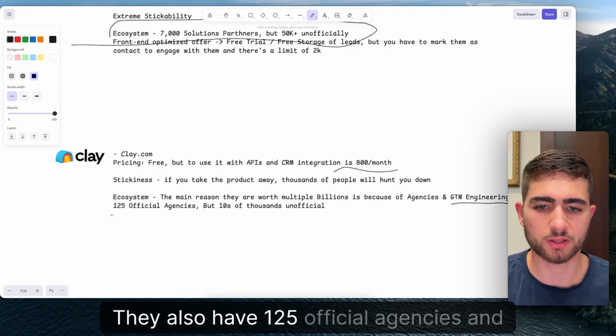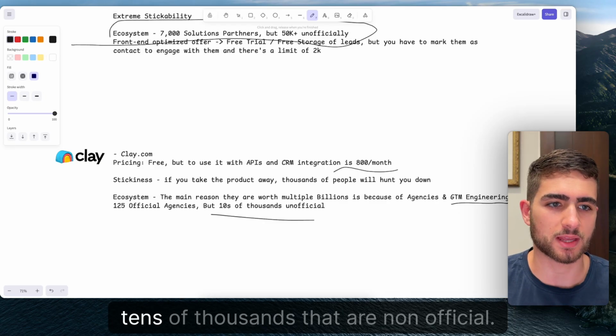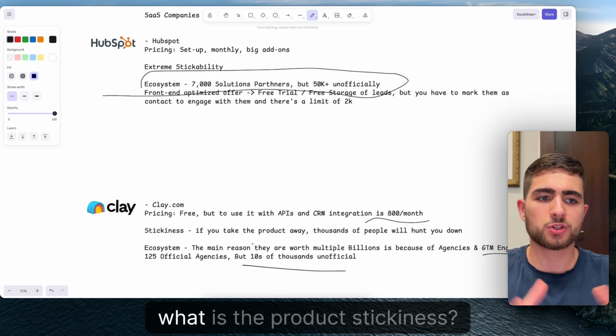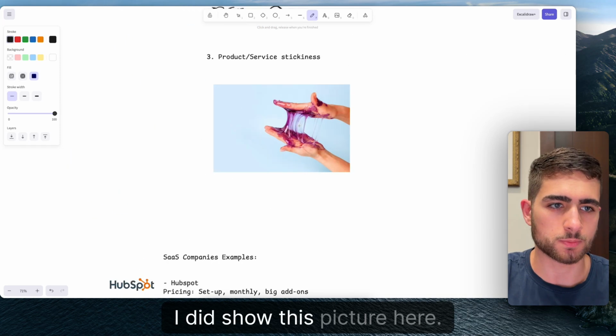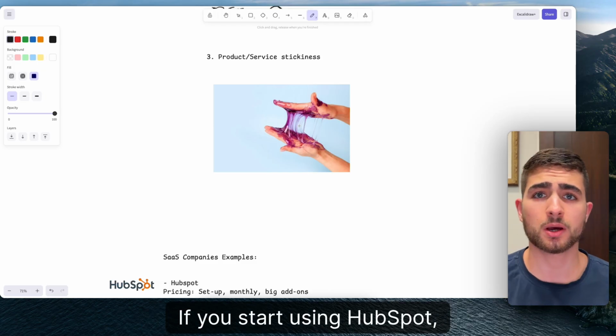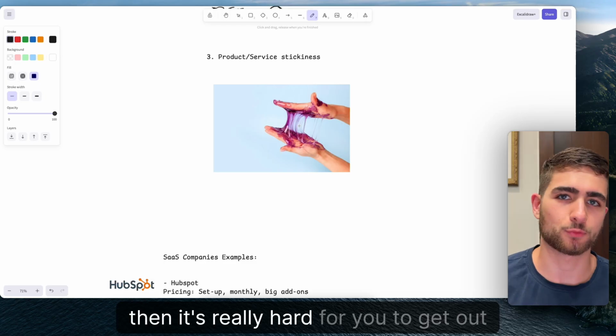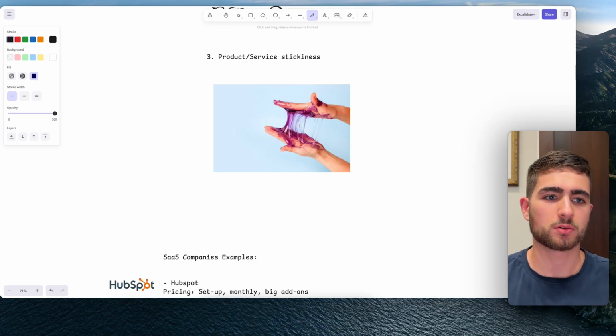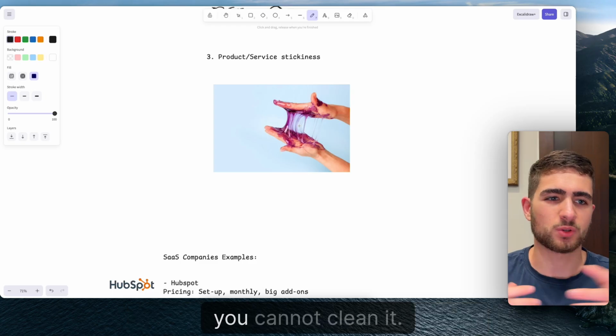They also have 125 official agencies and tens of thousands that are non-official, right? And the stickiness, what is the product stickiness? I did show this picture here, right? So it's very hard to get out of it. If you start using HubSpot, then it's really hard for you to get out of HubSpot. The longer you use HubSpot, the more mess you have all over your hands. You cannot clean it.